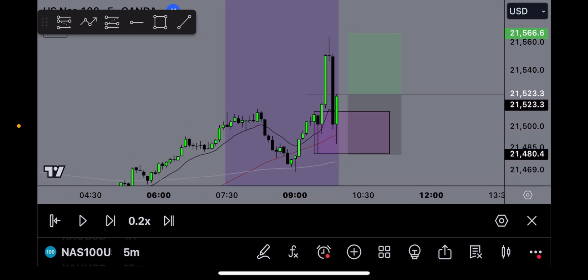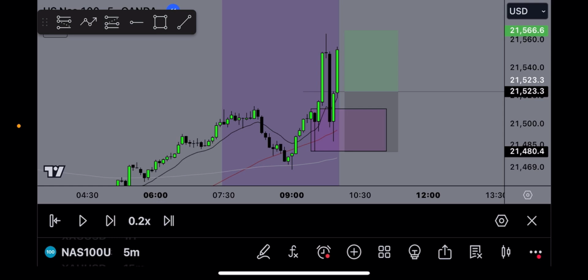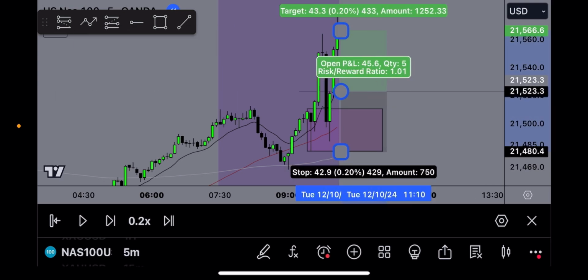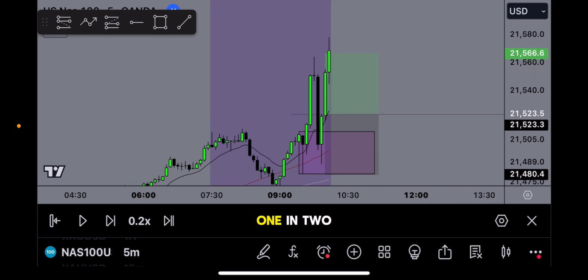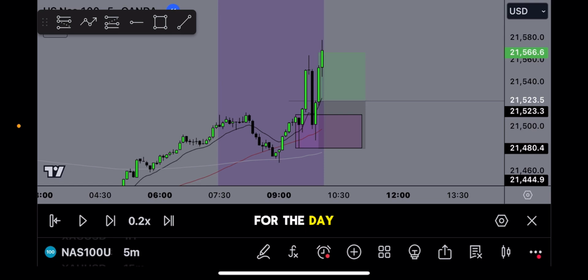Okay, let's see what would have happened. Okay, here we would have been in the trade already. Boom, bam, TP would have hit. Let's see, boom. So we would have been in the trade right there. TP would have hit, take profit 1 in 2 candles in 10 minutes, and we would have been done for the day. Now let's see what would have happened if we would have kept holding.